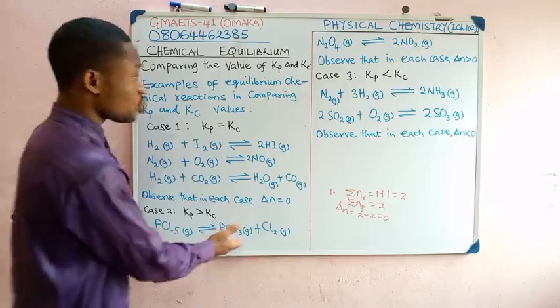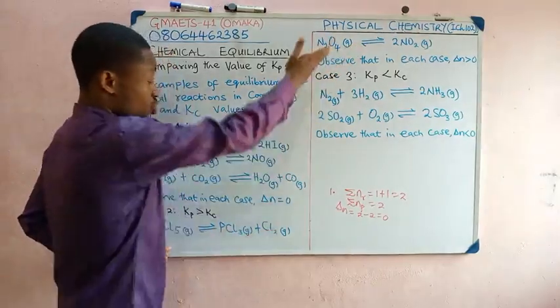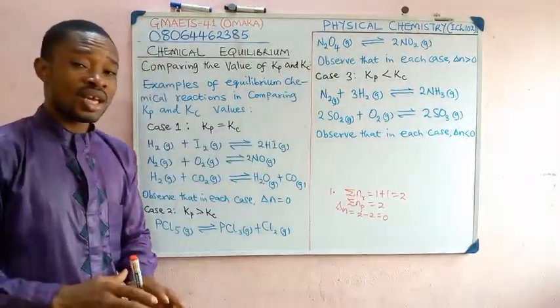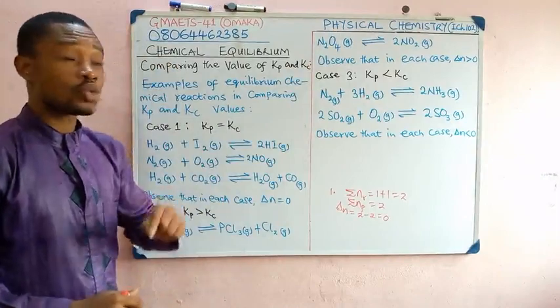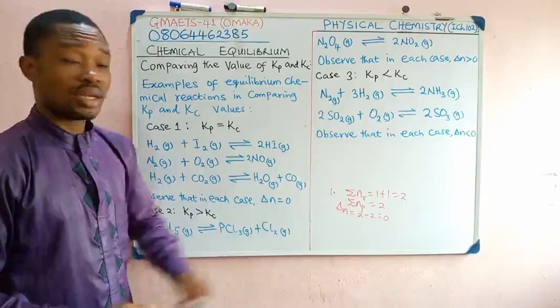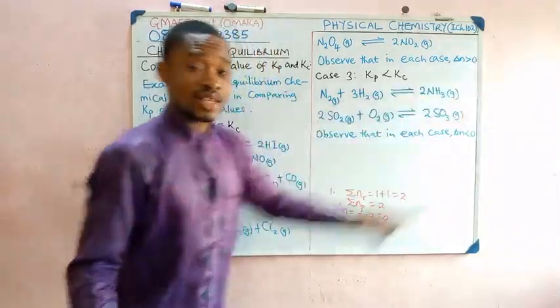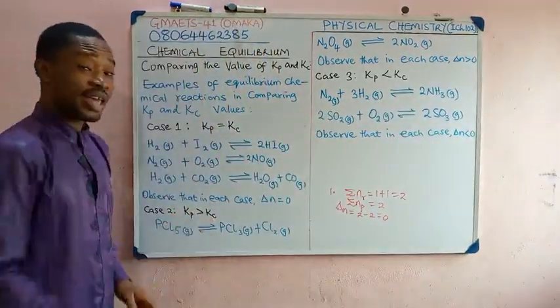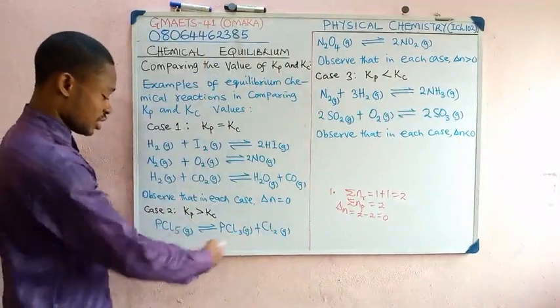Now let us look at case 2 where Kp is greater than Kc. In each of these 2 equilibrium reaction equations shown on the board, you will notice that change in number of moles will be greater than 0. And that is why Kp will be greater than Kc.